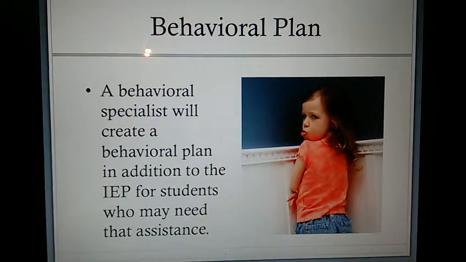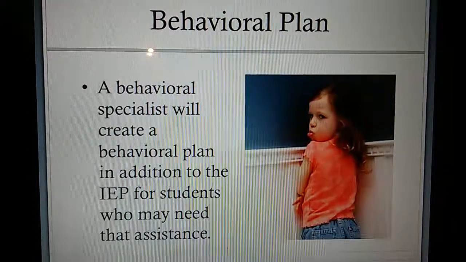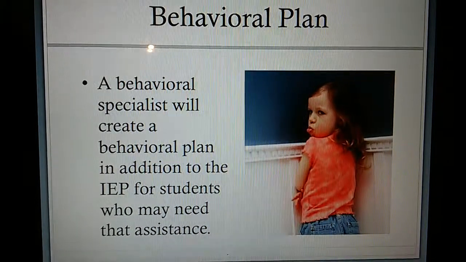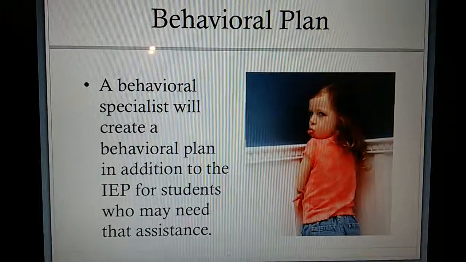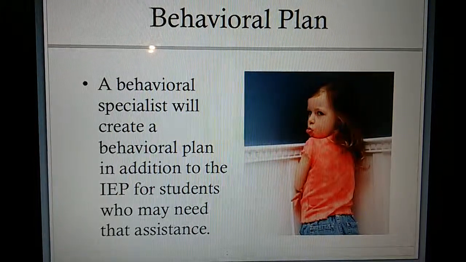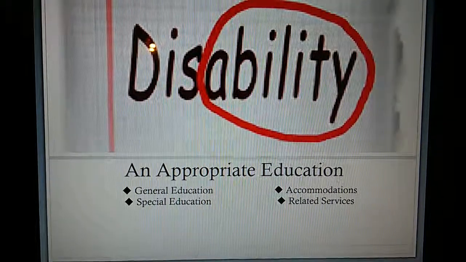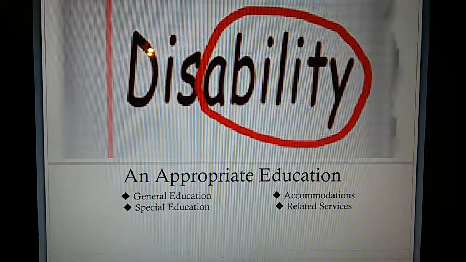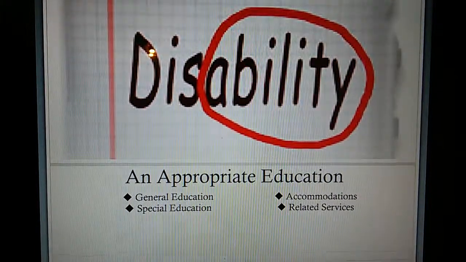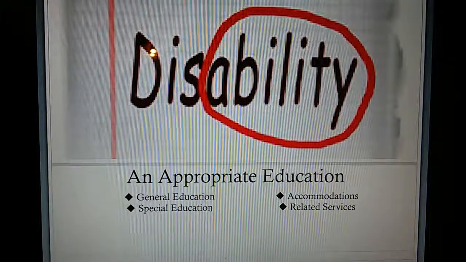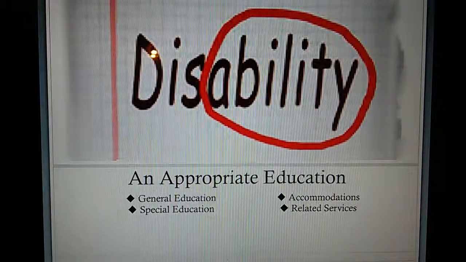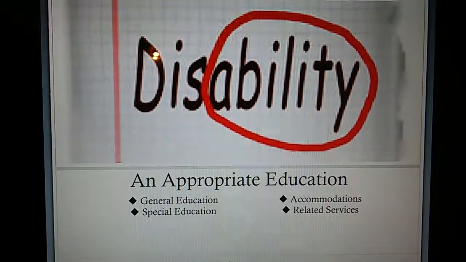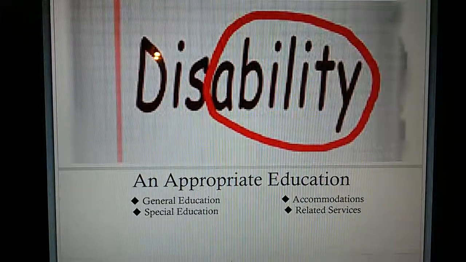If a student with an IEP has behavioral issues, a behavior specialist will be added to the IEP team to help create a behavioral intervention plan in addition to his IEP to benefit the student. The IEP specifies what would be an appropriate education for the student. It stipulates how much the child will take part in the general education curriculum, what accommodations and modifications he will receive, as well as the related services he will need to support his learning goals.